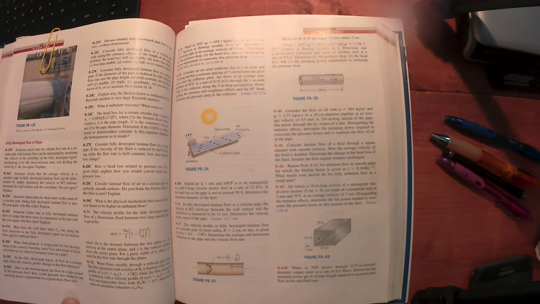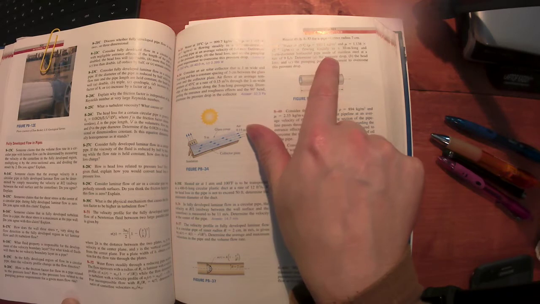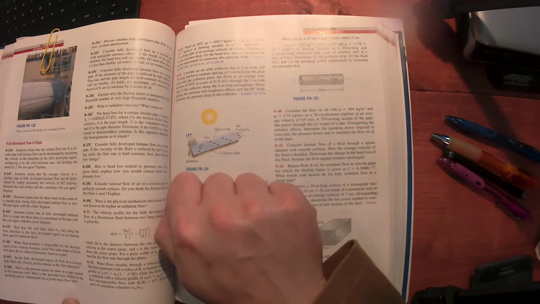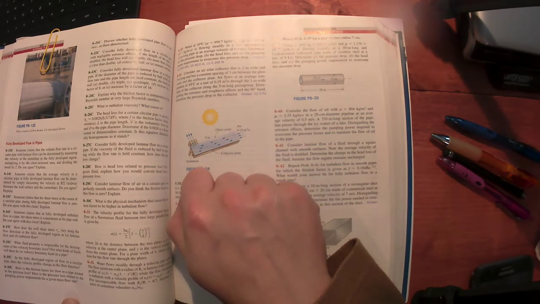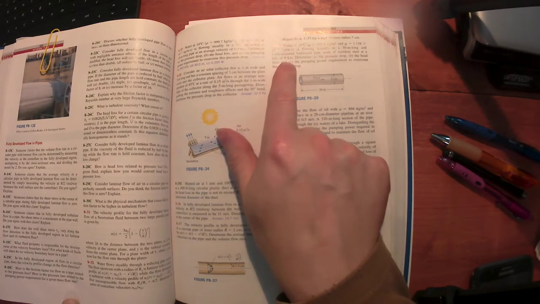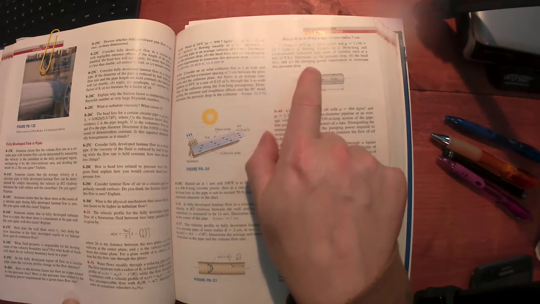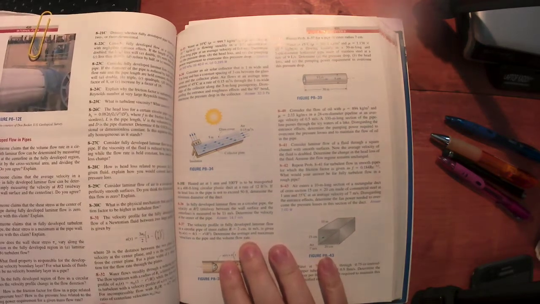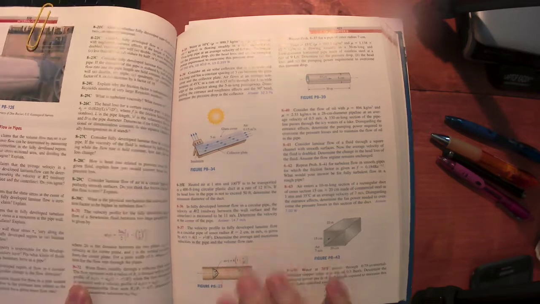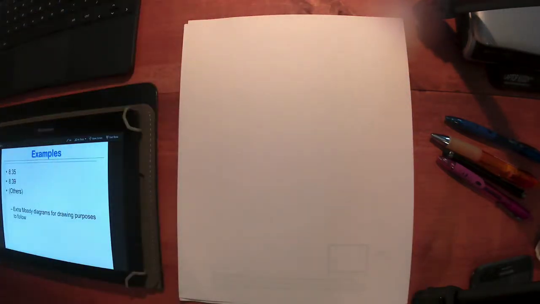So, we've got water flowing steadily in a 30-meter long, 5-centimeter diameter horizontal pipe made of stainless steel. They've given us a volumetric flow rate. They want us to determine the pressure drop, the head loss, and the pumping power required to overcome the pressure drop.